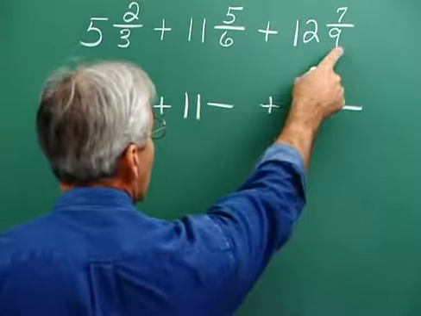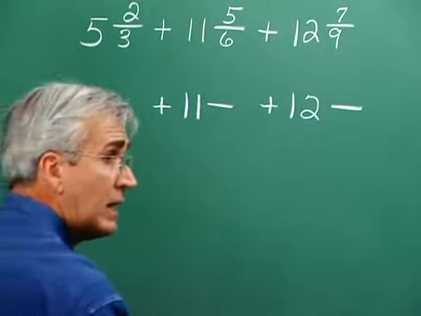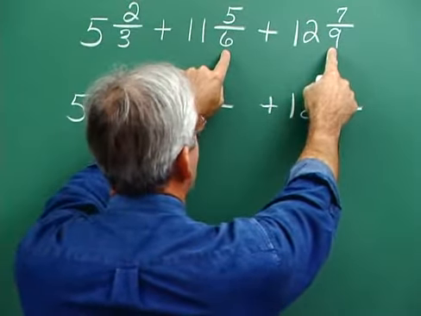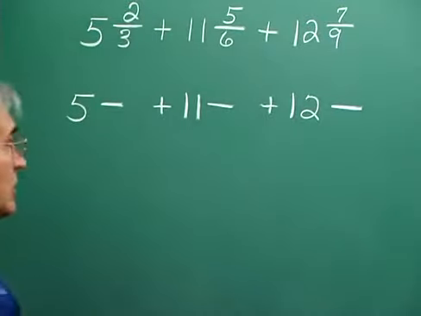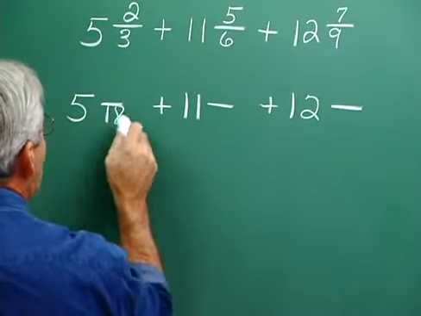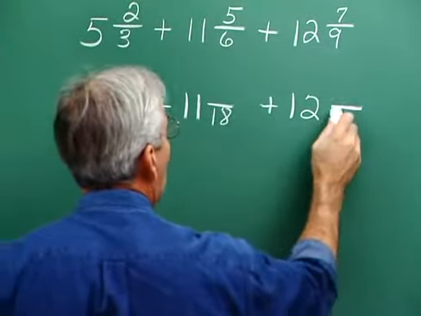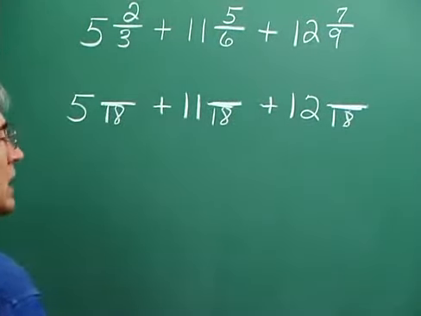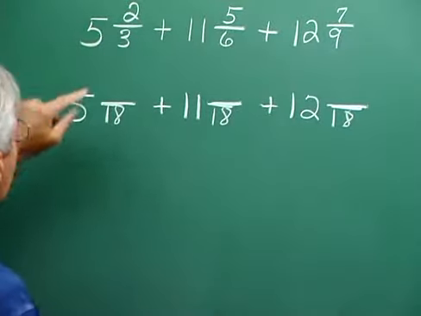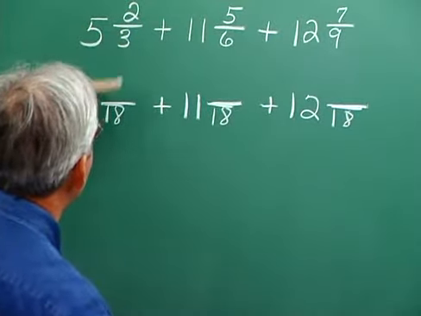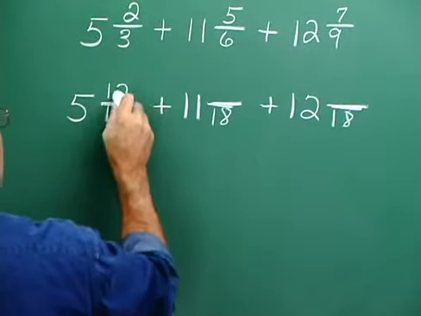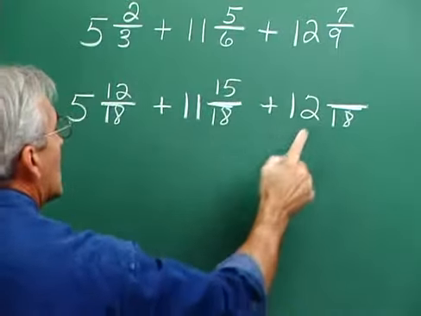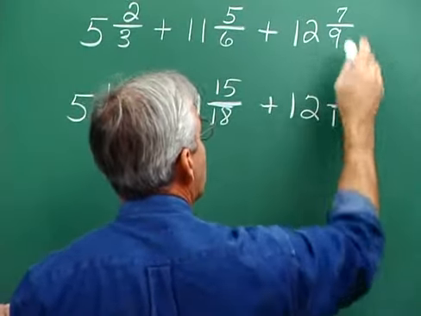The largest one is 9, so think about multiples of 9. 9 times 2 is 18. 3 goes into 18, 6 goes into 18, and obviously 9 goes into 18. So 18 is our least common multiple or least common denominator. Now we change the fractions into new ones that have that denominator. So 3 into 18 goes 6, 6 times 2, 12. 6 into 18 goes 3, 3 times 5, 15. 9 into 18, 2, 2 times 7, 14.